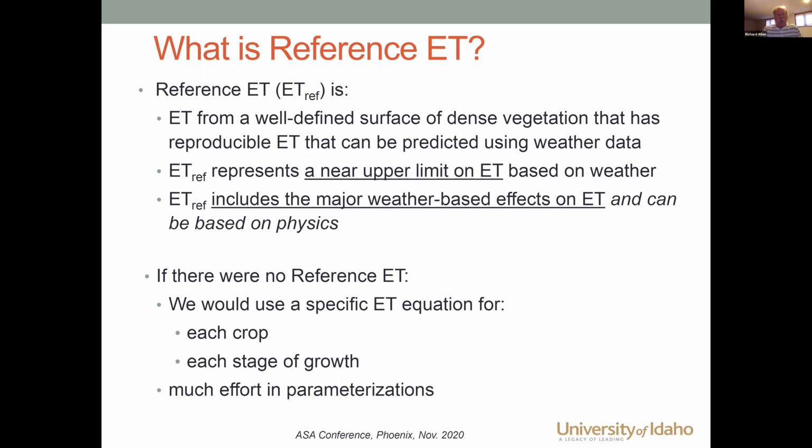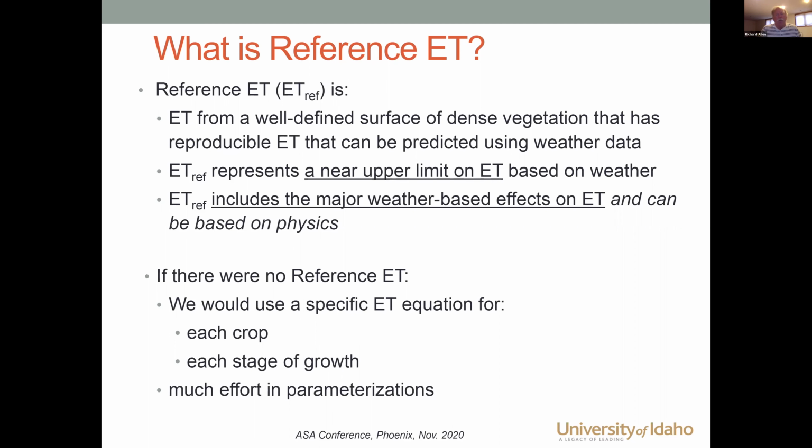Most of the viewers are probably well aware of reference ET, but for those who are not, reference ET is the evapotranspiration that is estimated to occur from some kind of surface of dense vegetation. And currently we have two definitions. One is for the clipped grass type of surface, that usage is common around the world. And then a second one is alfalfa that we'll look at shortly.